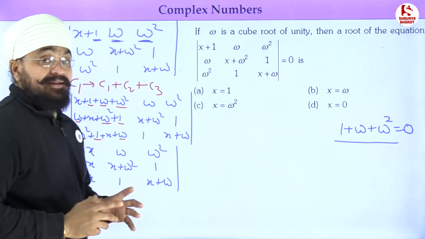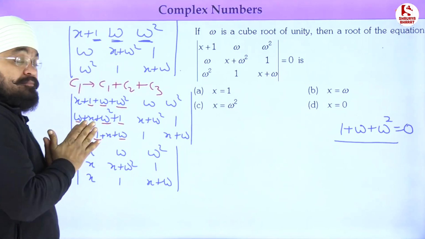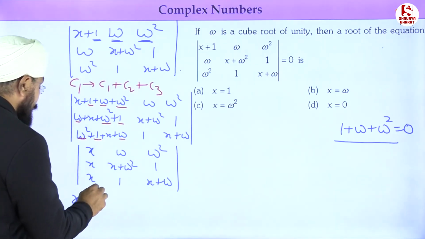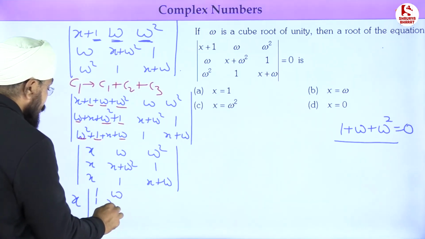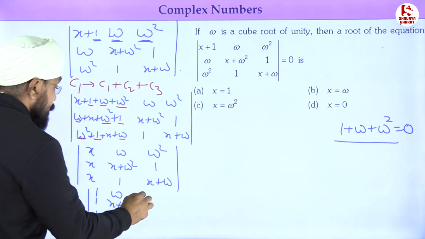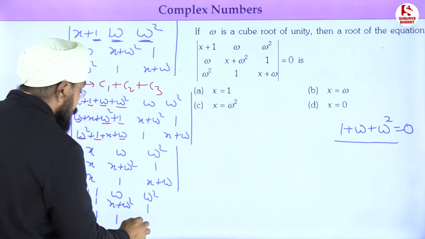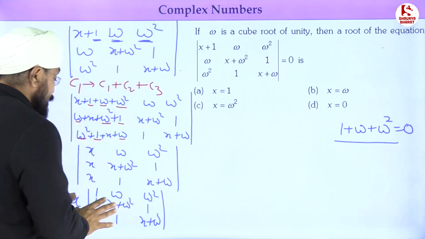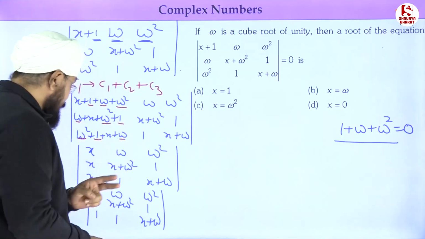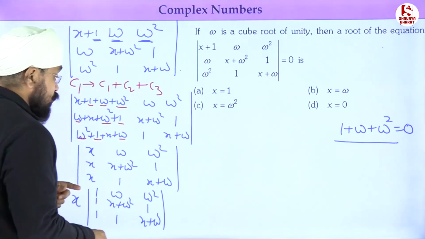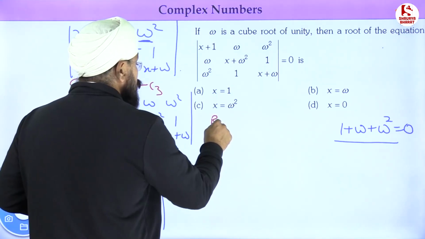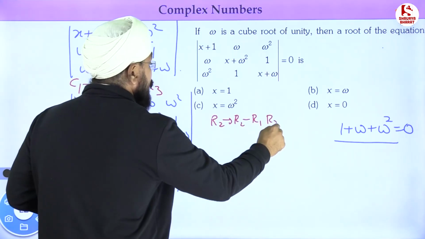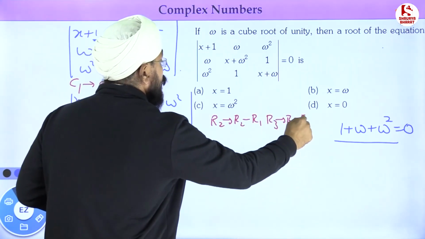Now, since all the elements in the first column are x, we can take x common, and we are left with 1, omega, x plus omega square, 1, omega square, 1 and x plus omega. Now we know this is equal to 0. I will convert two elements to 0, which we know how to do. For that, to row number 2 subtract row number 1, and to row number 3 subtract row number 1.